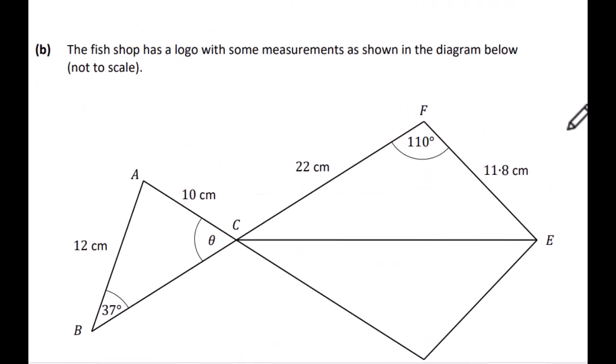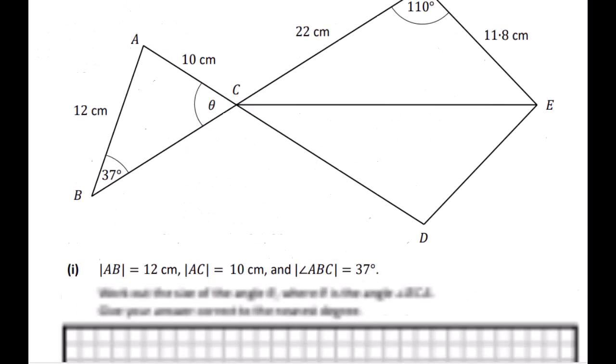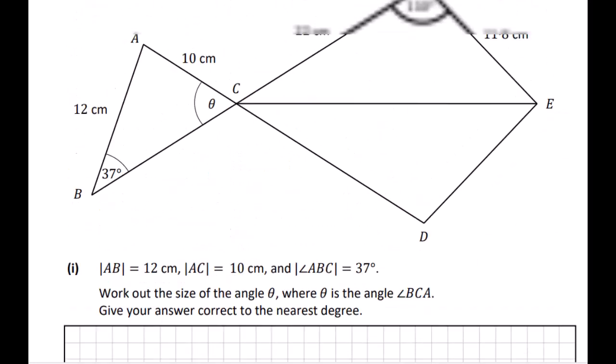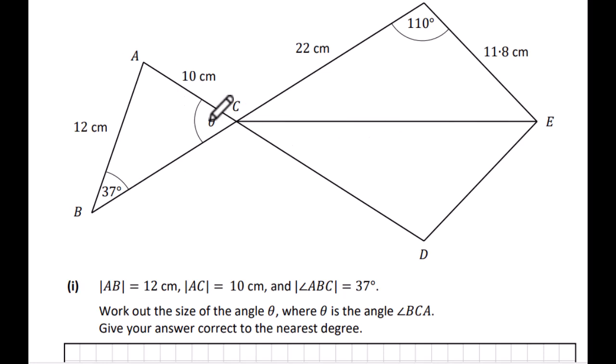Okay, so now we have the fish shop has a logo with some measurements as shown in the diagram below, not to scale. AB is 12, AC is 10, the angle ABC is 37. Work out the size of the angle theta, where theta is the angle BCA. Give your answer correct to the nearest degree. So we're looking for BCA, we're looking for this angle here. So we're going to look at this triangle here. We have two sides, we have an angle opposite one of the sides. It's not an enclosed angle, it's opposite to the 10 centimeters.